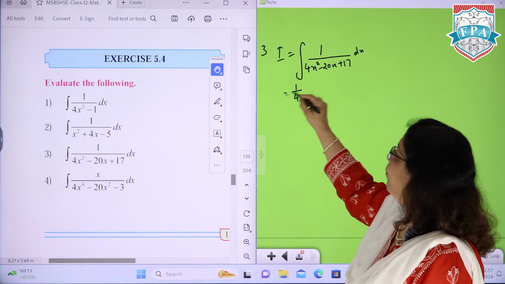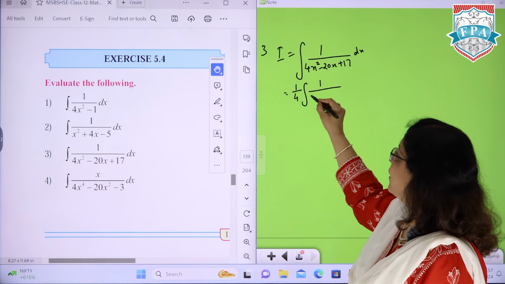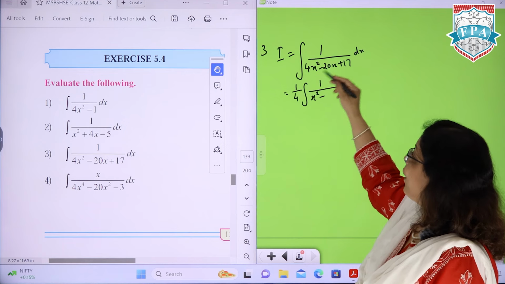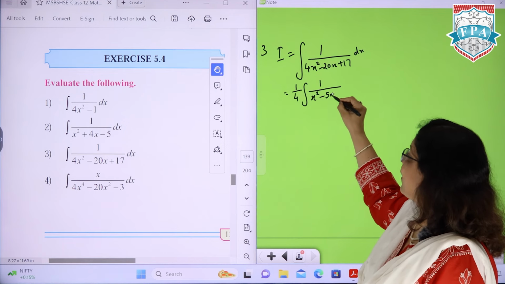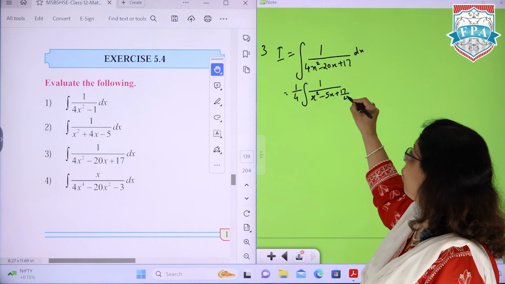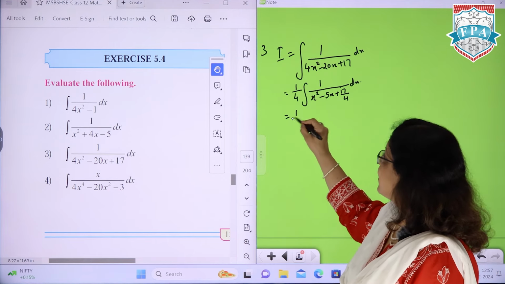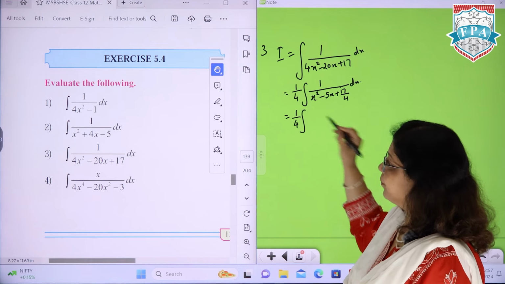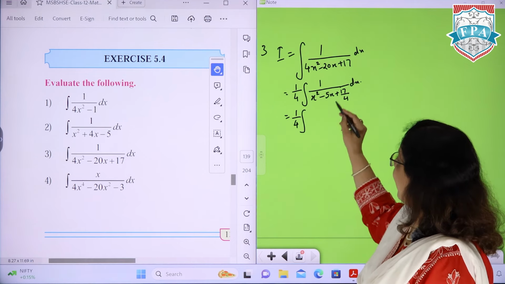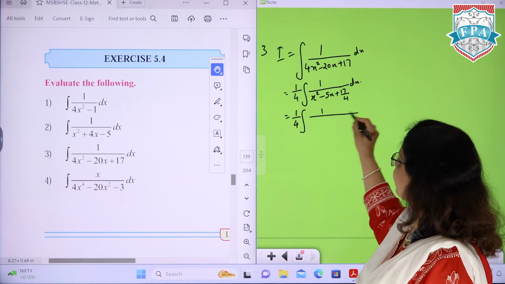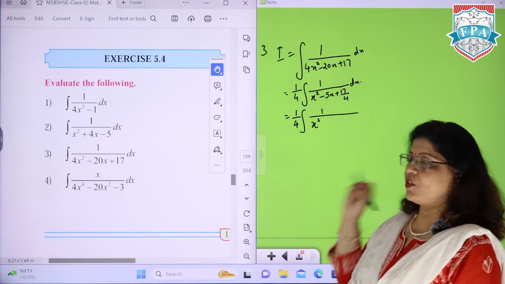1 by 4 integral 1 upon x square. Now 20 divided by 4 will be 5, so it is x square minus 5x plus 17 by 4 dx. Okay. As soon as this comes out, we are left with now completing the square.